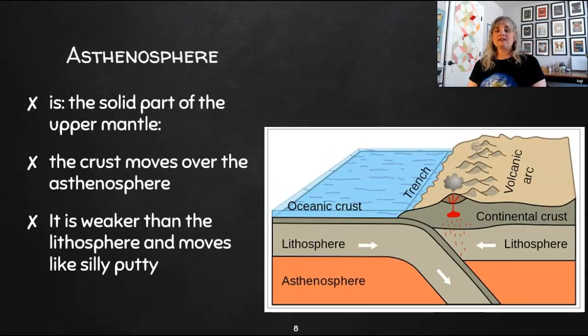So the next layer is called the asthenosphere. It is the next part of the mantle. The crust moves over the asthenosphere, and it is not quite as solid as the lithosphere. It moves like silly putty or any of those kinds of putties that you guys have played with. So it's kind of thicker than slime, but it can move. So it's a solid that can move and take on different shapes. So that's what the asthenosphere is made up of. And that's going to become really important later when we talk about other things like the tectonic plates.